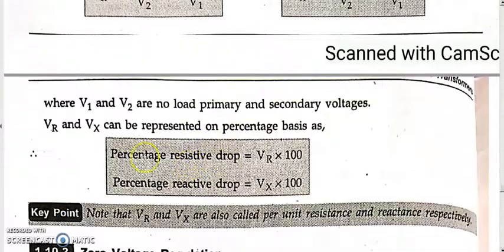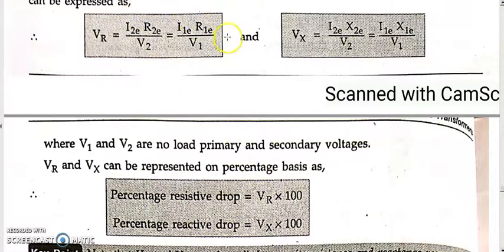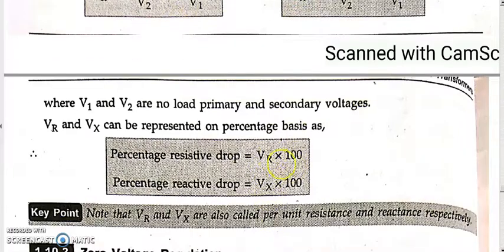Finally, if I want a percentage resistive drop, I need to multiply this term by 100, because I into R product gives voltage by voltage, so it is dimensionless and you get a decimal value. If you want it in terms of percentage, we need to multiply with 100. So VR into 100 will give you percentage resistive drop, and Vx into 100 will give you percentage reactive drop.